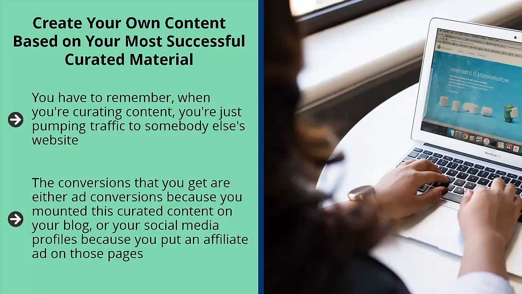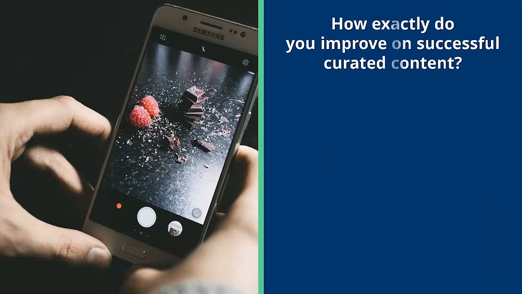Still, these third-party pieces of content don't result in traffic to your specific site. When you create your own content based on these successful curated pieces of content, you build traffic to your site. How exactly do you improve on successful curated content? First, you can feature updated content. By simply making sure that your version of your niche's most successful content has the most up-to-date information, you can improve the quality of existing competitor content out there.